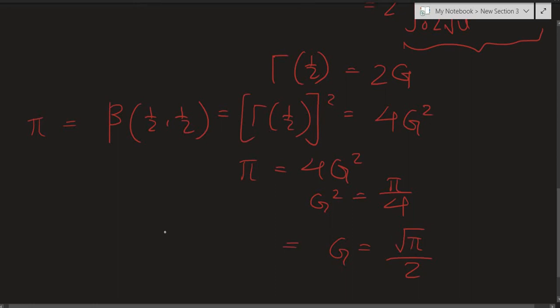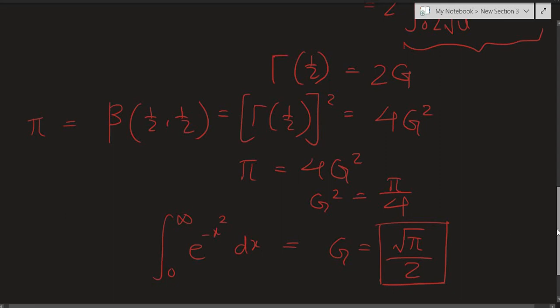And that makes sense because we have half of the total Gaussian integral. We only have the integral from 0 to infinity of e raised to negative x squared dx, instead of having negative infinity to infinity. In that case we would have pi because of symmetry. But since we have the integral from 0 to infinity, this is square root of pi over 2. So that was using the beta function.